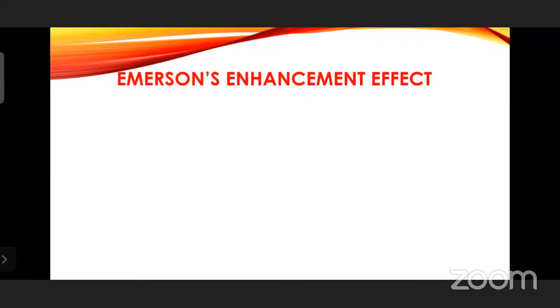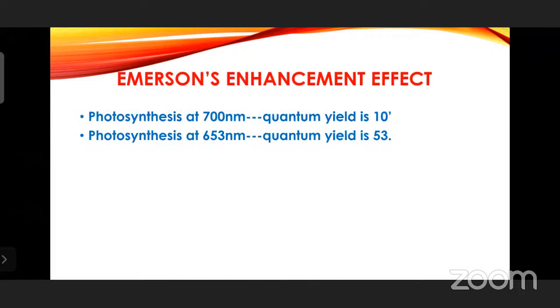So one more important thing about Emerson, he has given Emerson's enhancement effect. Enhance means to improve, to make it better. Here you can see photosynthesis at 700 nanometer, that means at the red light area, the quantum yield is 10. And the photosynthesis at 653 nanometer, the quantum yield is 53. Now, if we take them separately, it will be 10 and 53.